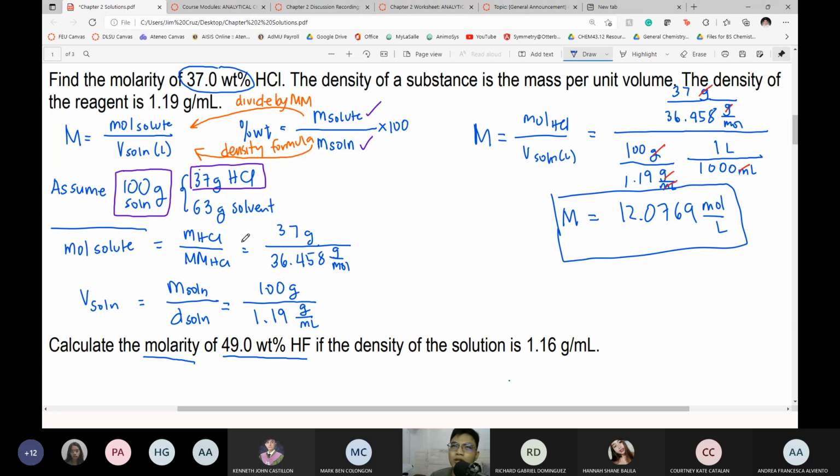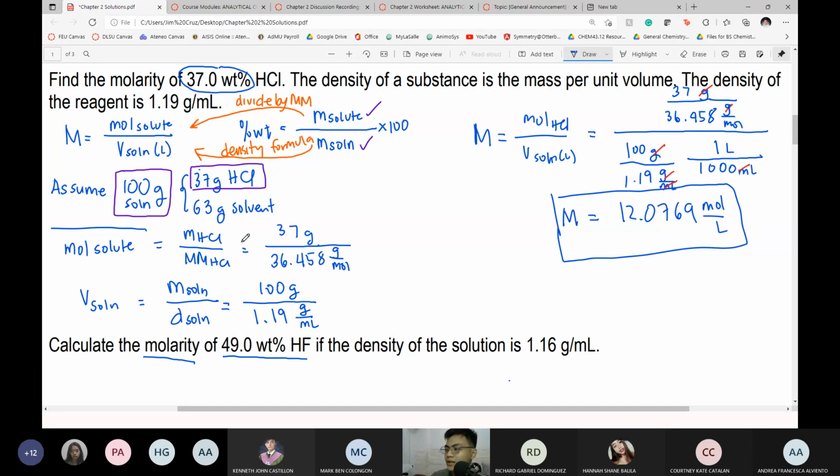If feeling nyo kulang yung problem, kulang yung given sa problem, you can assume. Okay? Pwede mag-assume. In our case, we assumed the mass to be 100 grams. Pwede naman yung volume i-assume nyo. If you're going to assume a volume, make it 1 liter. Okay? Gawin yung 1 liter volume. Okay? Pag mass, 100 grams. Kasi in that way, mas madali tayo makakapag-solve.